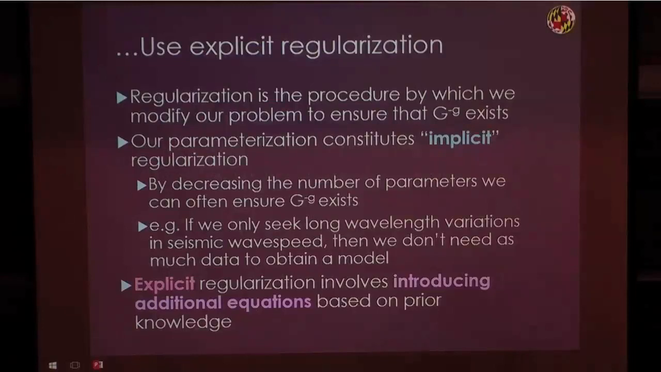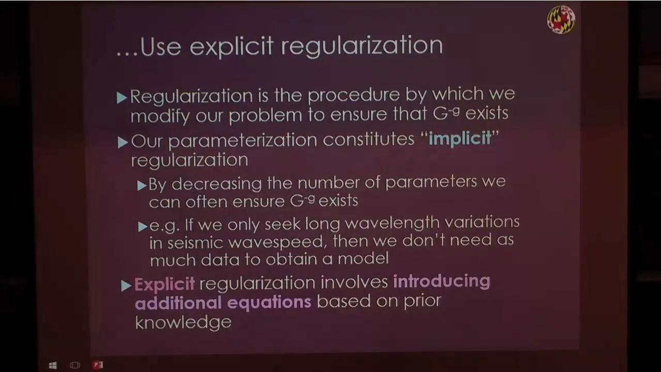Okay. So what we do then is we use what's called explicit regularization. So regularization is you take this problem that's like, oh my God, what do I do? I can't invert it. And you make it regular, so you can invert it. So that's why it's called regularization. Regularization is the procedure by which we modify our problem to ensure that this generalized inverse does exist. So we're going to have to fiddle with the problem. But how do we fiddle with it, and what are the common approaches for fiddling with it?